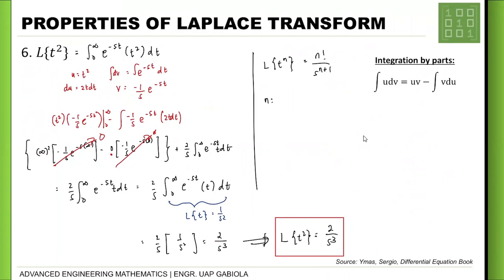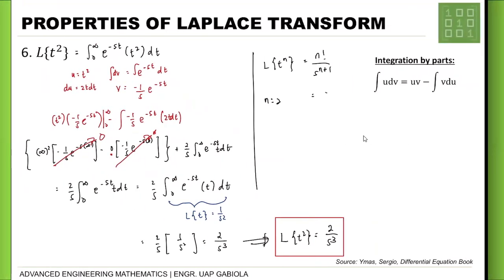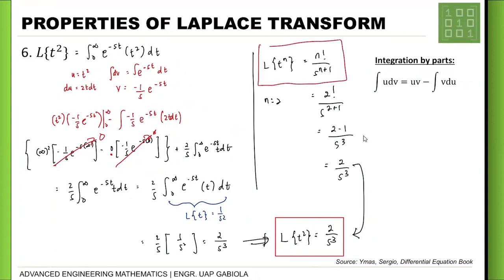So kung ang n natin is equals to 2, katulad dito sa problem na to, yung exponent natin na equals to 2, equals daw yan sa 2 factorial all over s^(2+1). So 2 factorial is 2 times 1, so 2 over s cubed. Okay? So this property is useful whenever we have a function t raised to a certain power.